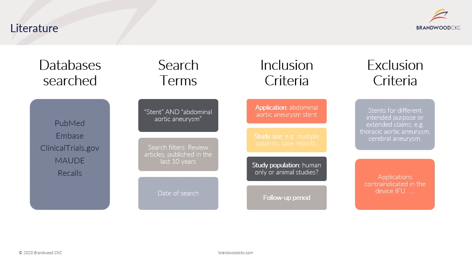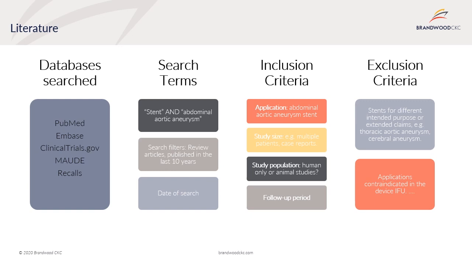Additionally, adding any search filters, whether or not you restricted it to randomized controlled trials or the last 10 years, should be clearly identified. It is also important to include the date of the search and who actually conducted the literature search. Your inclusion criteria.